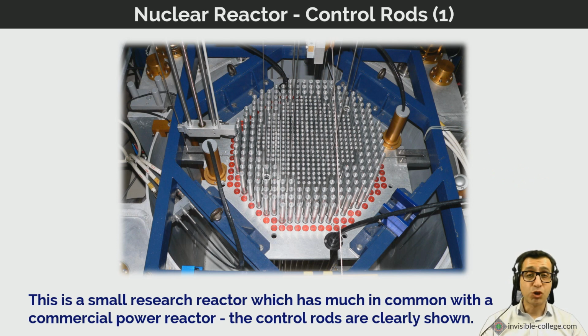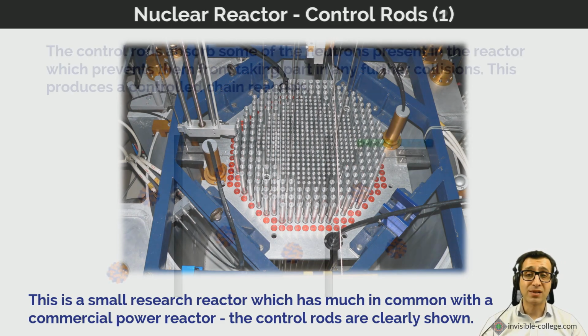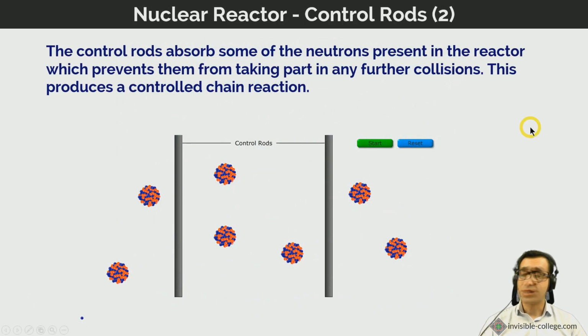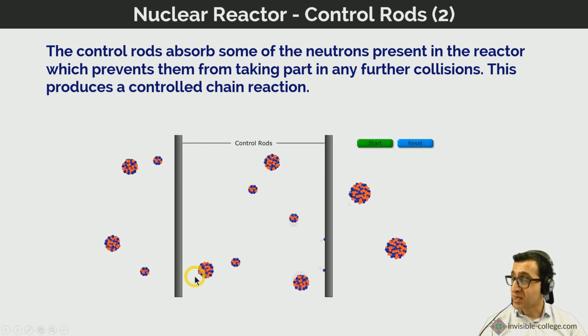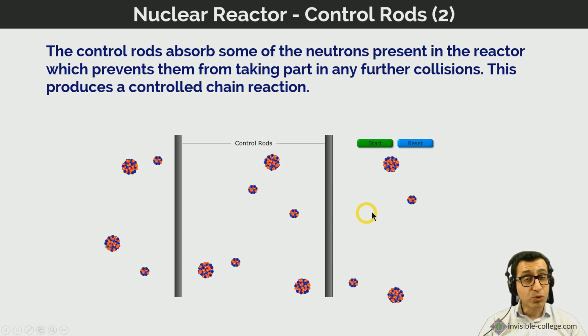So the job of the control rods is to absorb some of the neutrons present in the reactor, which prevents them from taking part in further collisions. So this is shown here. Here we see the control rods have been lowered. These are nuclei in the uranium fuel rods between the control rods. When the control rods are lowered, we see that some of the neutrons from each fission process are absorbed, and this allows us to control the rate of that fission reaction.